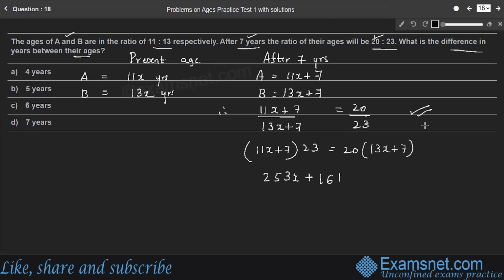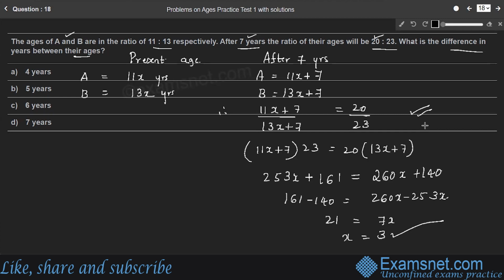So 161 is equal to 260x plus 140, right? Therefore, 161 minus 140 is equal to 260x minus 253. Therefore, 21 is equal to 253x, right? 21 is equal to 7x. Hence, the value of x is 21 by 7, which is 3. Yes, x is 3, right?